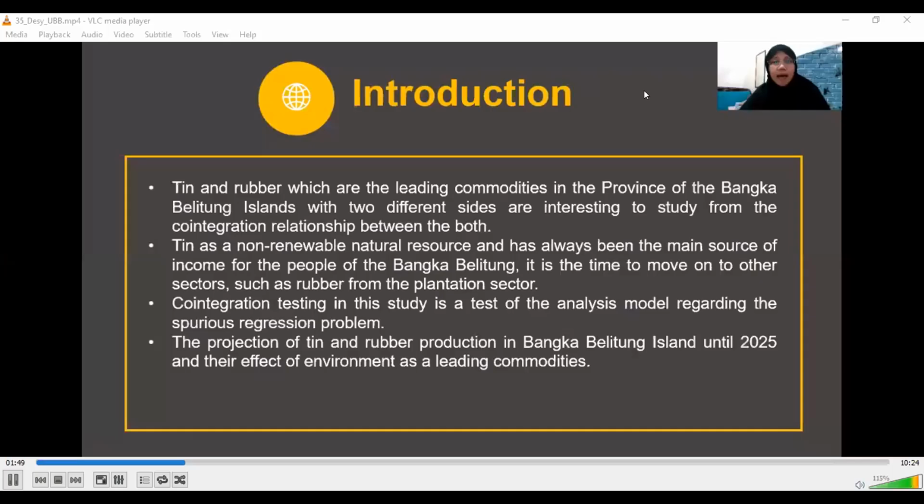Second, tin is a non-renewable natural resource and has always been the main source of income for the people of Bangka Belitung until now. It is time to move on to other sectors, such as rubber from the plantation sector.